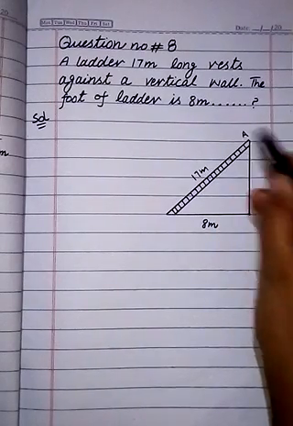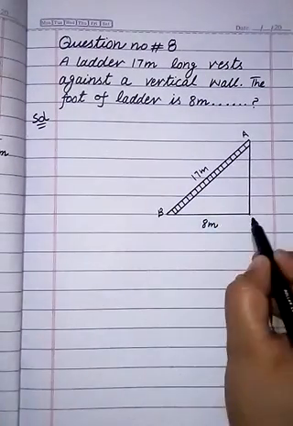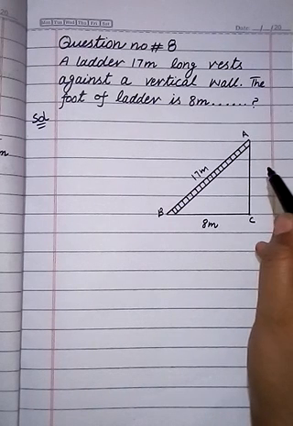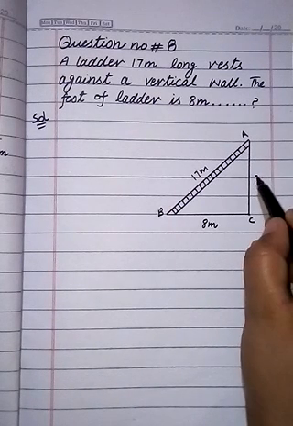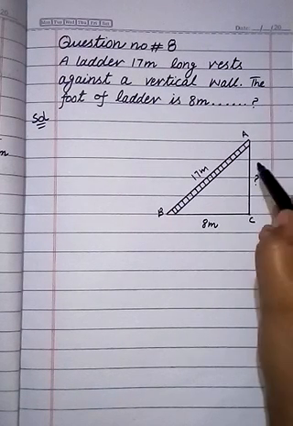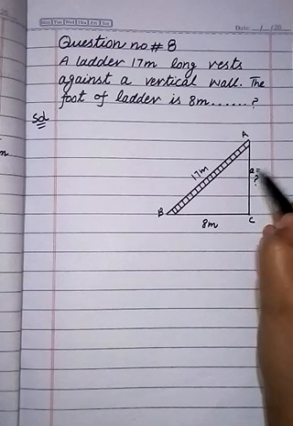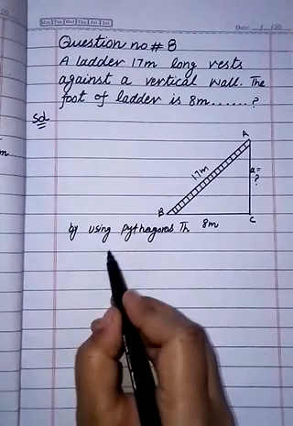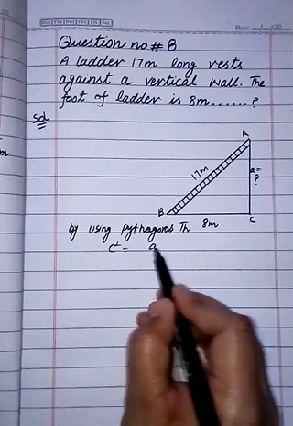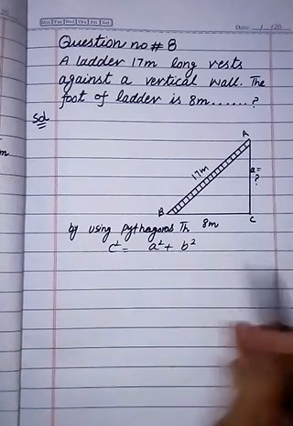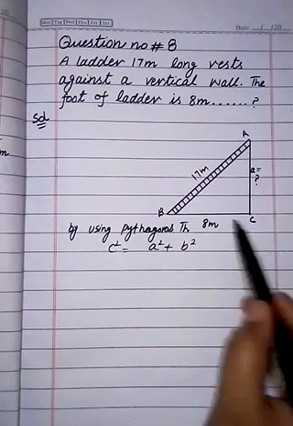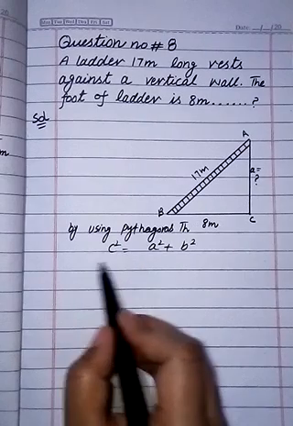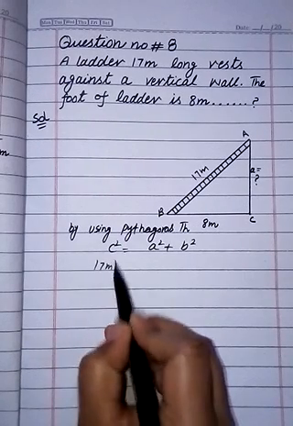Now its names are A, B and C. So you have to find how high up the wall the ladder will reach. It means this you have to find out here, that is known as A. Now you have to use the same Pythagoras theorem: C square equals A square plus B square. Now this is the altitude, this is the base and this is the hypotenuse. Hypotenuse is denoted by C.